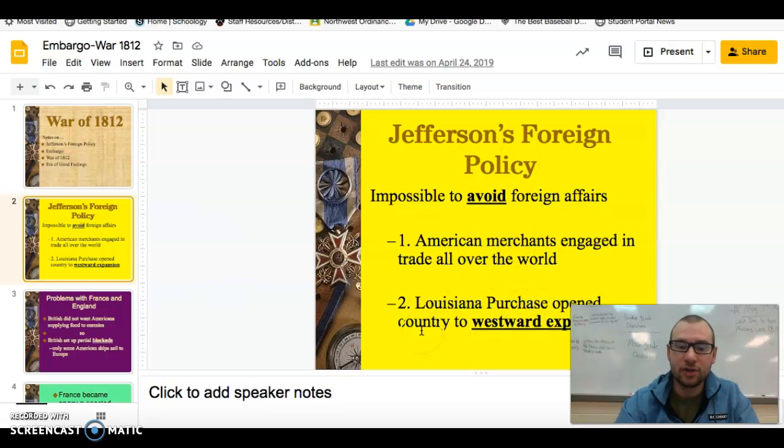Part two, the Louisiana Purchase opened the country to westward expansion. So we're moving west. There are different Native American groups out there, even on the west coast, like Oregon and California, right? There are other countries over there colonizing. So we're definitely going to be interacting with a lot of different groups. And normally during this time period, if you're interacting with a group for a certain amount of time, you're going to end up fighting each other for something.